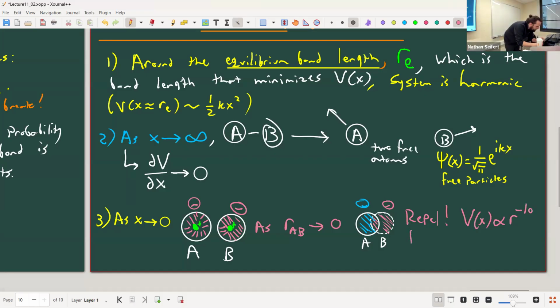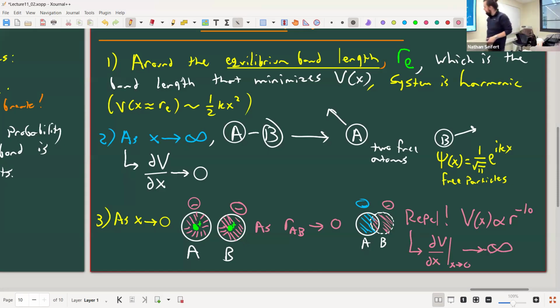And so you could say that, for instance, the derivative at short distances of the potential, as x goes to zero, goes to infinity. Well, negative infinity, I should say. Yes, negative infinity because it's decreasing. So eventually it becomes extremely costly to push two atoms close together. They repel each other.